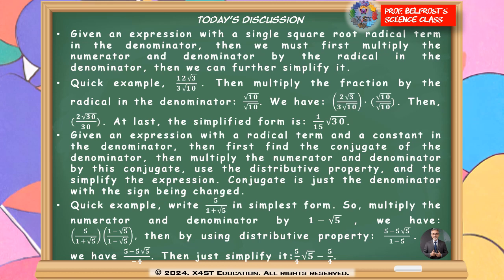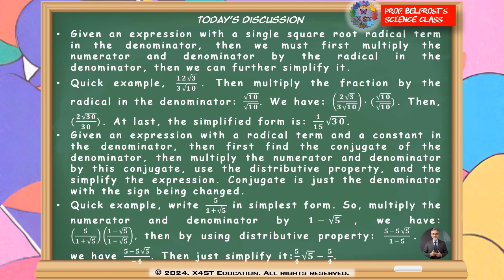If we are given an expression with a radical term and a constant in the denominator, it means it's an expression, not a single constant. So what we can do, the first is to find the conjugate of the denominator, then multiply the numerator and denominator by this conjugate. Use the distributive property, and then you just need to simplify the expression. What is a conjugate? Conjugate is just the denominator with the sign being changed. Let's see if I can show you what conjugate actually is.